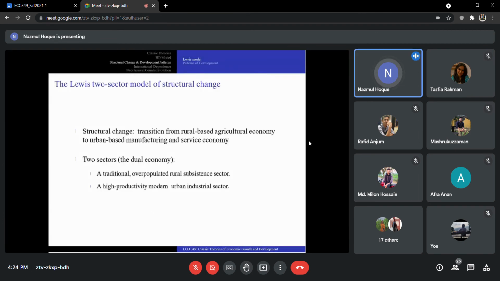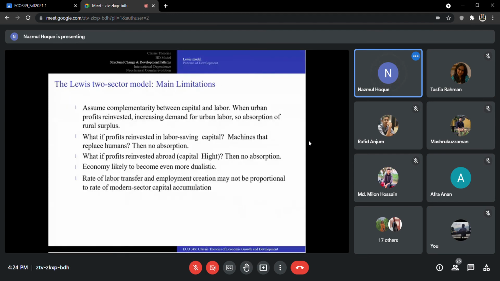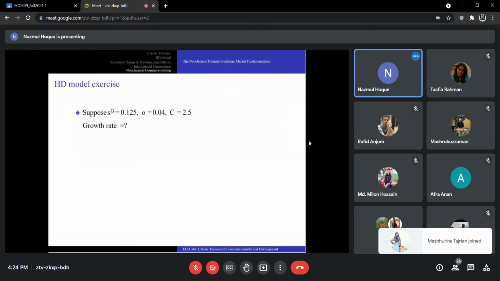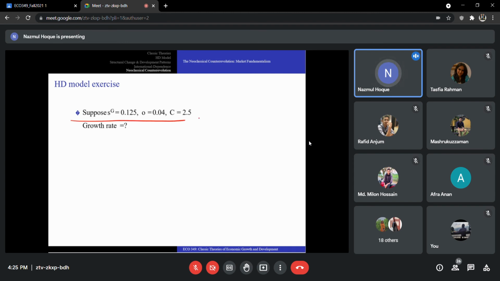Okay, before we do that, let me go quickly over some questions related to the Harrod-Domar growth model. We'll talk about this Lewis two-sector model in the next class. Going back to the Harrod-Domar growth model, some problem solving here.